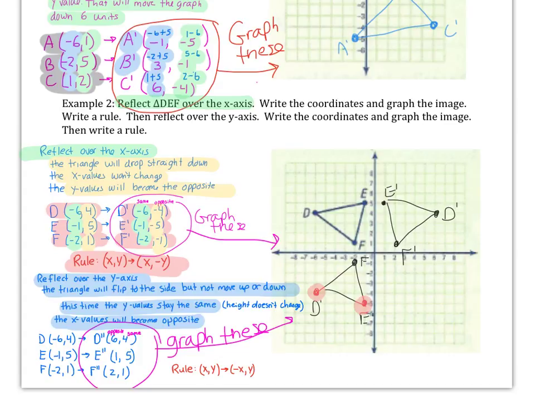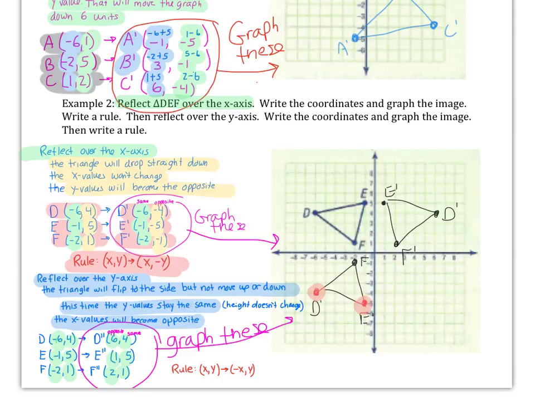And then if you write the coordinates, you'll notice it's the same thing as over the x-axis, but just slightly different. So your x value for D was at -6. Now it's at +6. But your y value 4 stayed exactly the same. Your x value at E was at -1. Now it's +1. And your y value stayed exactly the same. For F, your x value was at -2, now it's +2, and your y value stayed exactly the same.